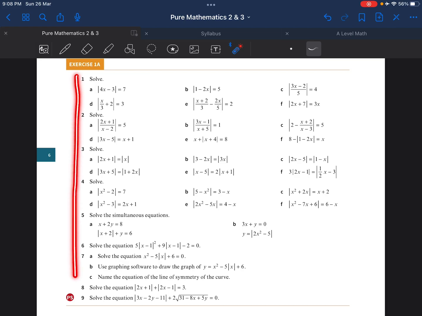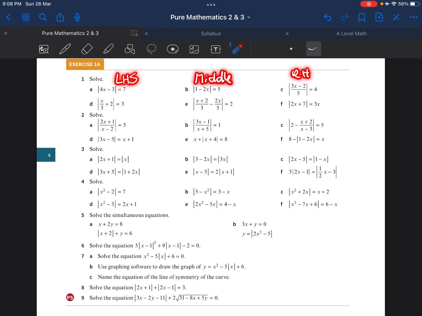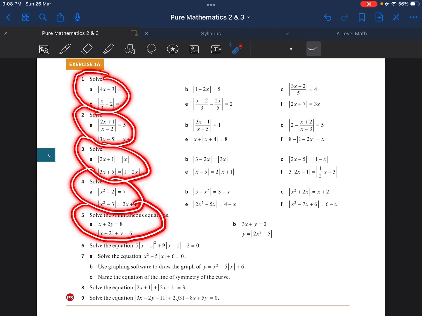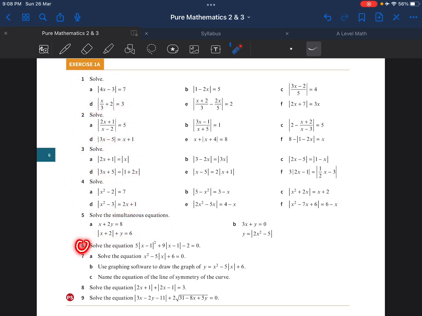left-hand side. So that means if this is the left-hand side, this would be middle, and this would be right-hand side. Okay, so we only have to do 1A and D, 2A and D, 3A and D, 4A and D, 5A, the whole of 6, the whole of 7, the whole of 8, and 9.